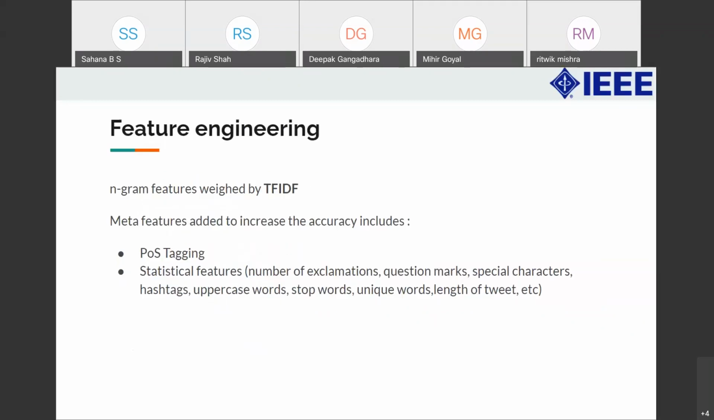Talking about feature engineering, since we used machine learning models as well, we use n-gram features weighted by TF-IDF scores and stacked together along with the POS tags and the statistical features. There are a lot of statistical features, right? So in order to choose the top statistical features that are really of importance, we used random forest to get the feature importance score. All these were stacked together to give the features for our machine learning models.